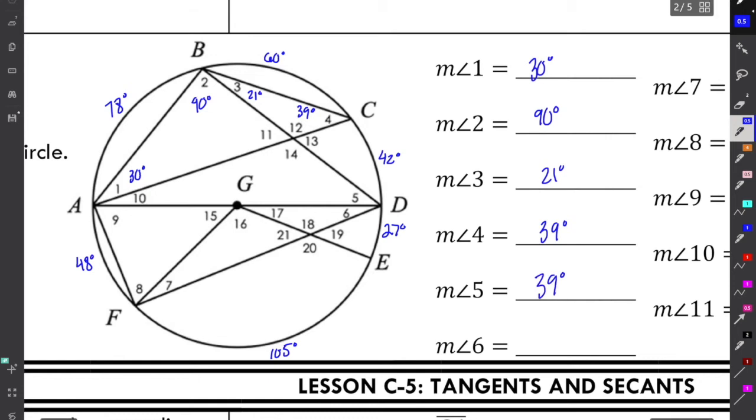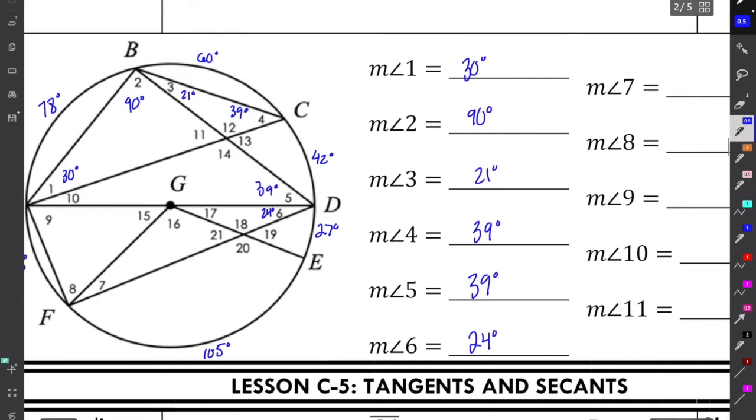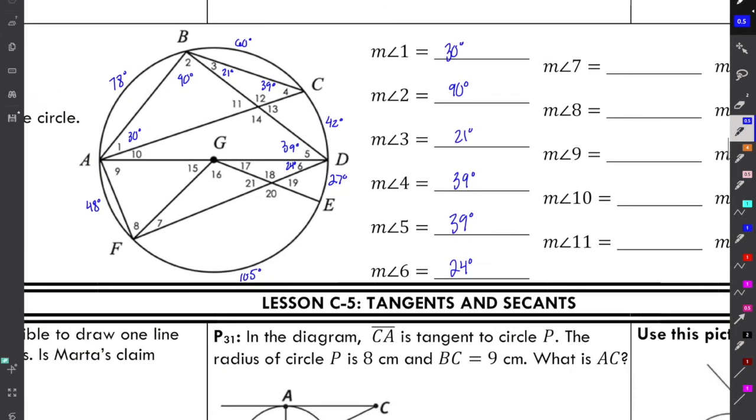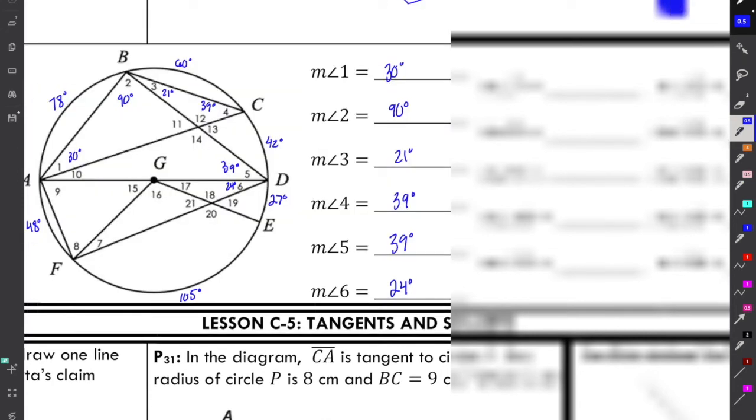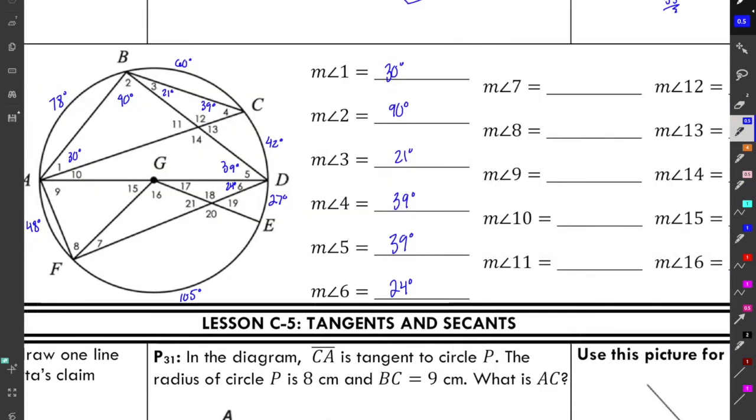Angle 6 now. Angle 6 is right here. It's an inscribed angle intercepting AF, which is 48 degrees, so we take half of it to find that the measure of angle 6 is 24 degrees. Okay, angle 7 now. Let's find it on our thing here. Angle 7, right here. I'm going to leave that one for a second.